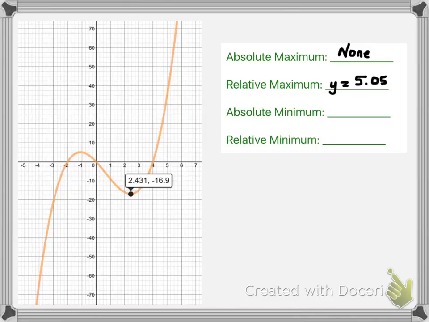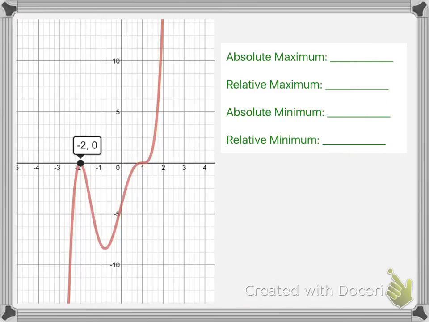This next point right here changes directions. It was going down, and now all of a sudden it's going to go back up, so this is a minimum. Again, you're just trying to figure out if it's the absolute lowest, and clearly it's not, since you have all this stuff below it. So that would be considered a relative minimum. This graph has no absolute minimum and a relative minimum at negative 16.9.